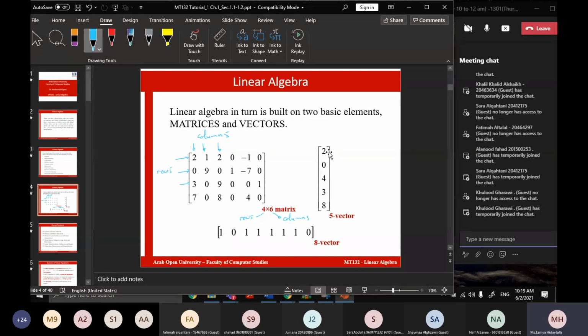Regarding vectors, just count how many data elements you have. We have 5, so we say that it is a 5-vector, so I know that I have 5 components inside. What about this one? They are 8, so we say that it's an 8-vector. Clear? So in the case of vectors, I just have to count the number of data for the size.